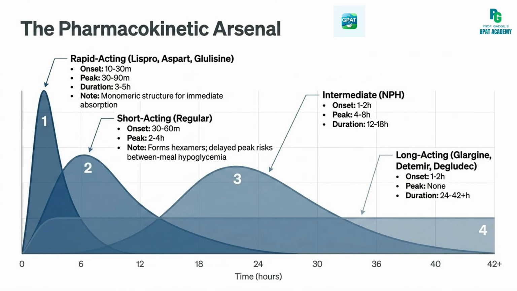Last is the premix, that is biphasic insulin. Combinations include NPH plus regular or protamine crystal plus rapid analog. Examples are 70 by 30, that is NPH plus regular, and 75 by 25, that is protamine Lispro plus Lispro. Advantage is of convenience and hence fewer injections are needed. Disadvantage include inflexible, that is fixed ratio, cannot adjust basal or bolus independently.